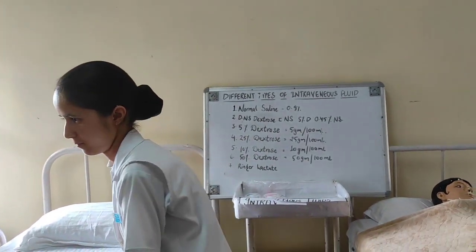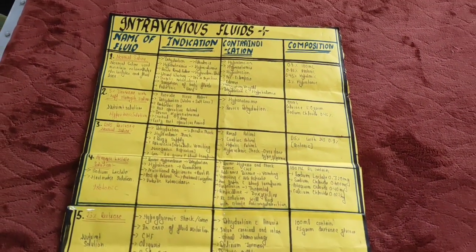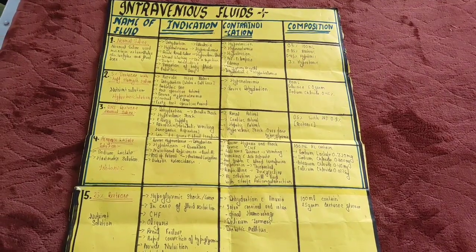Indication: it can be given in hypoglycemia, when there is a low glucose level in the body. The patient may go into shock and coma. At that time we will give this 25% dextrose. We can give this in chronic heart failure, in oliguria when the kidney has less urine production, in renal failure, or in congestive heart failure, for rapid correction of hypoglycemia.